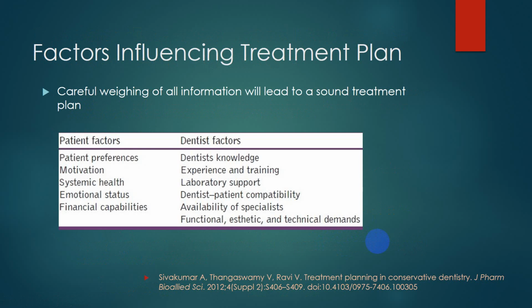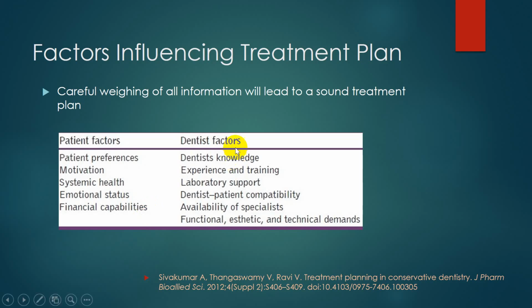Although you searched and you went to the Cochrane and you identified the most updated data regarding this treatment, however, there are some factors related to the patient that will influence your treatment plan. First, patient preference, patient motivation, systemic health, emotional status, financial capabilities. The financial capabilities of the patient are very important, because if he cannot pay, he cannot go for an implant, even if you think that the implant is the best treatment plan for this patient.